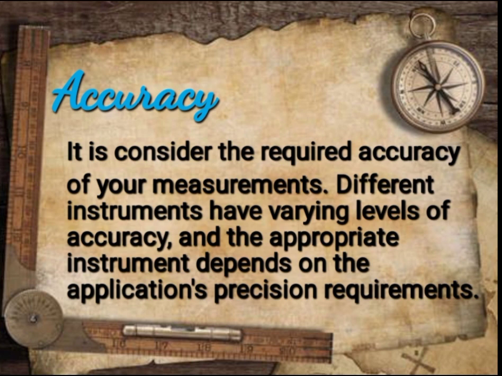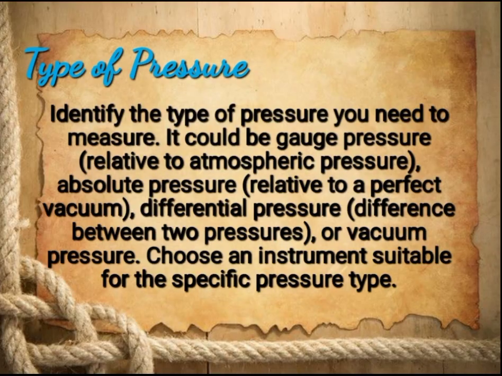So, selecting the desired accuracy in pressure measuring instruments ensures the reliability and precision of the measured pressure values, which is crucial for accurate data analysis and decision making in various applications. So the third one is the type of pressure. Identify the type of pressure you need to measure.